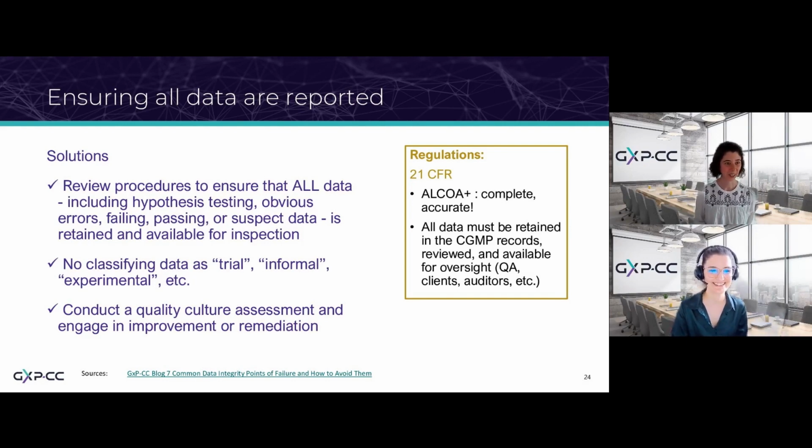So additional solutions, what could we do? Reviewing your procedures to ensure that all your data is in the system, it's retained, and it's available for inspection, whether that's by QA or by clients, if you're a CMO or CRO, and of course by auditors. No classifying data as trial or informal or experimental. Really avoiding that completely is going to save you a lot of headache. And conducting quality culture assessments, and where necessary, engaging in improvements or remediations. There's another place where external support can be really helpful as well.